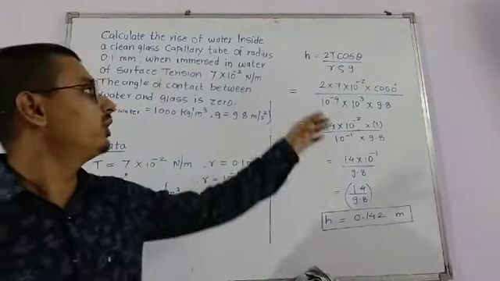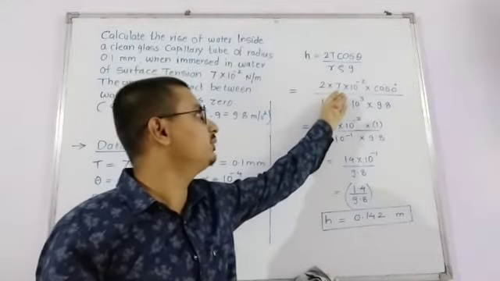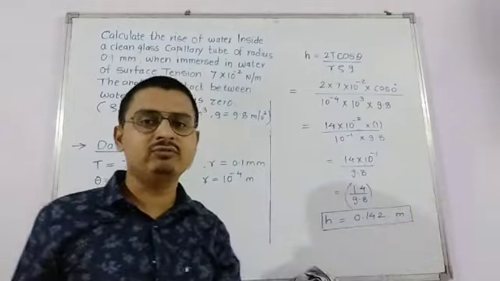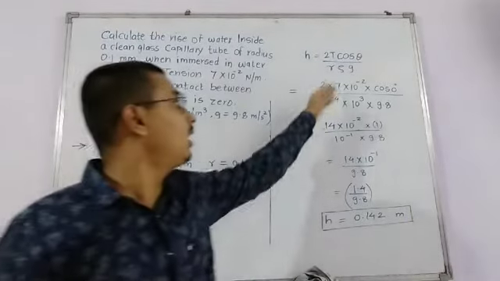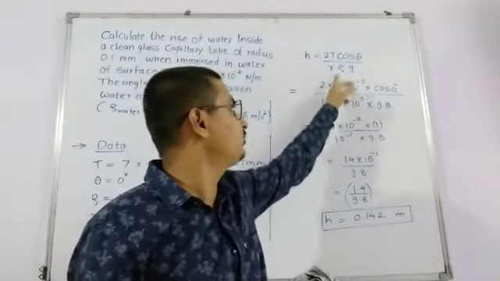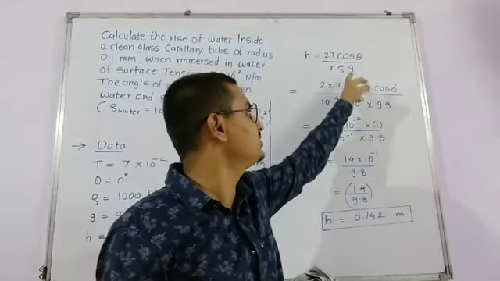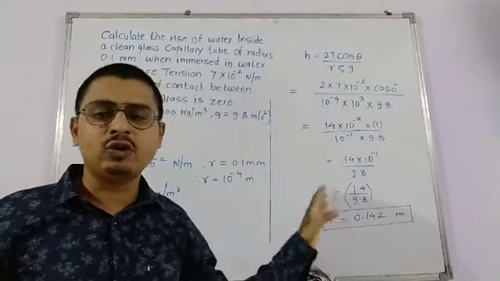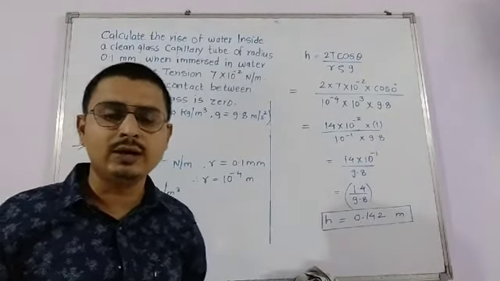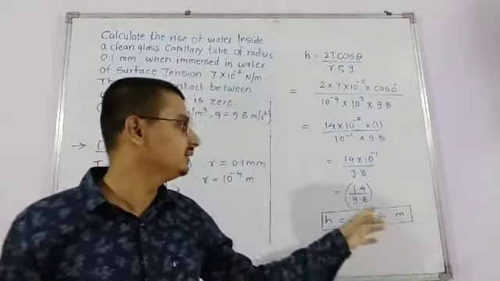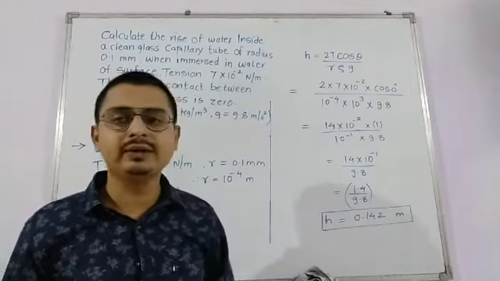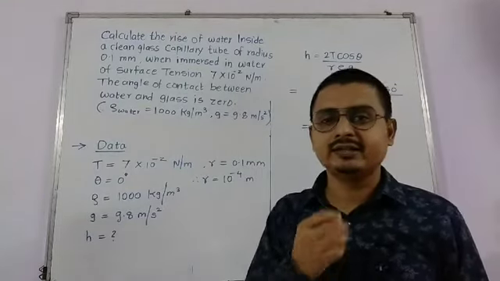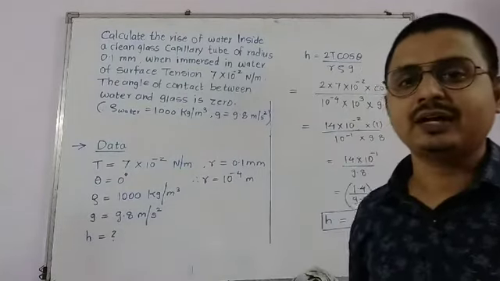So if we put in all the values one by one, 2 into 7 into 10 power minus 2 cos 0, that is, the value of cos 0 is 1, we know from mathematics. r is 10 power minus 4, rho is 1000, that is 10 power 3, and g is equal to 9.8. So this is the simplest calculation done on this formula, and we get the height as 0.142 meter. The positive sign shows that there is a rise of liquid inside the capillary tube. That's it.